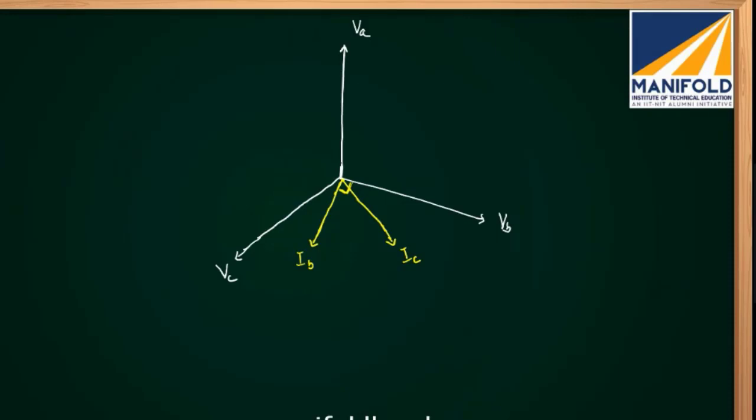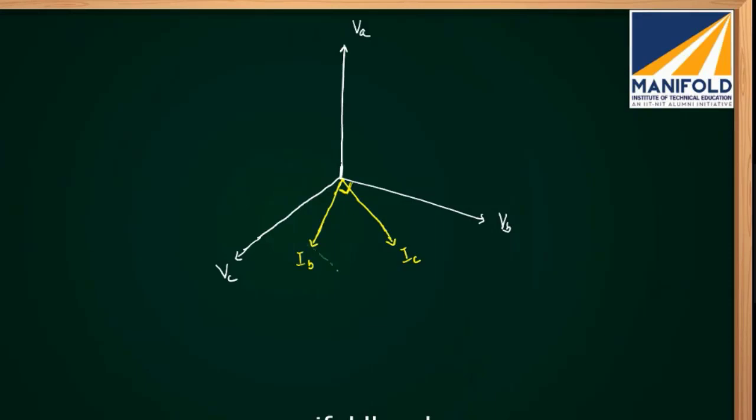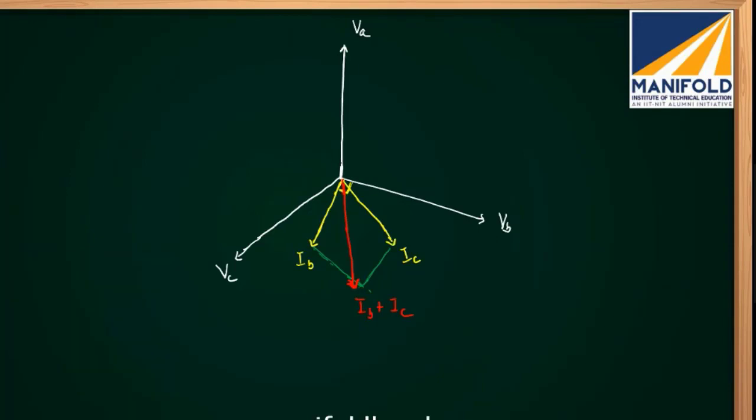Now, if you add these two currents, the resultant is this current. This is IB plus IC. Now, if a resistor is connected in A phase, then how would the current be? This current would be in phase with the voltage.